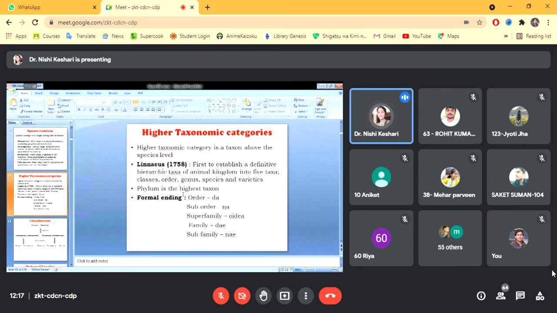Phylum is the highest taxon. After phylum, class is there. After class, subclass, then order, then suborder, then superfamily, family, subfamily, and after subfamily, genus. So there are some suffixes.